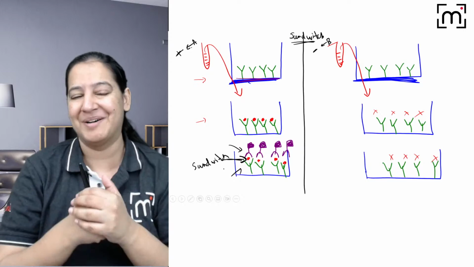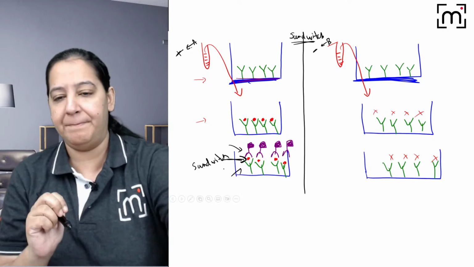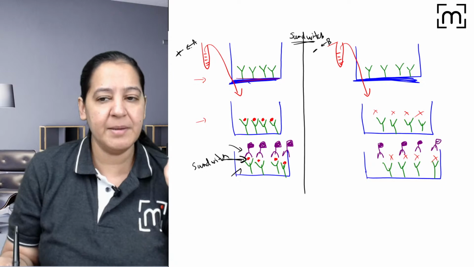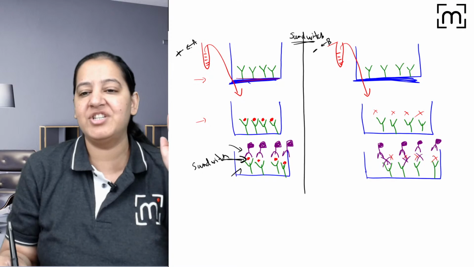But imagine in patient B, what will happen? So here I am putting antibodies. Same. Step 3 is enzyme coated antibody, enzyme linked antibody. But here, will these antibodies bind with? Antibody cannot bind with antibody. No. Antibody can bind with antigen. But since there is no antigen, these antibodies will not bind and they will go in washing.